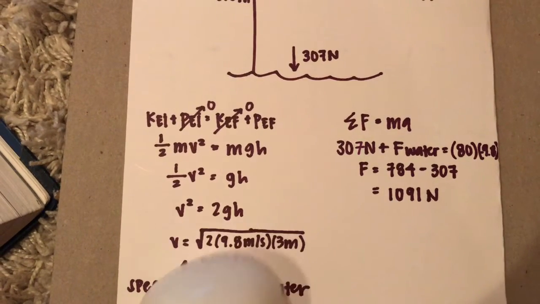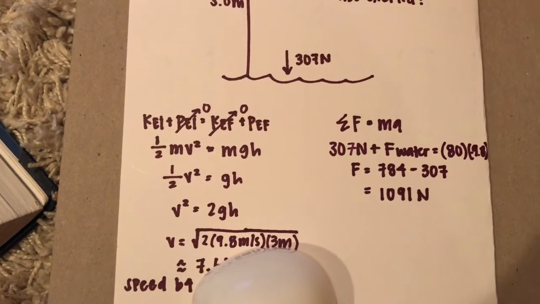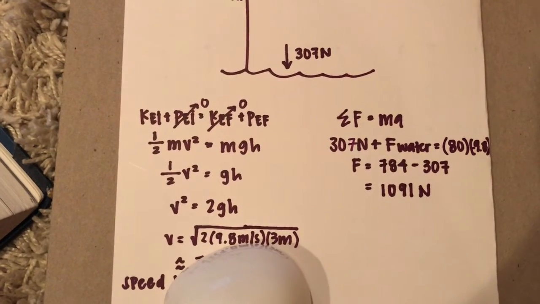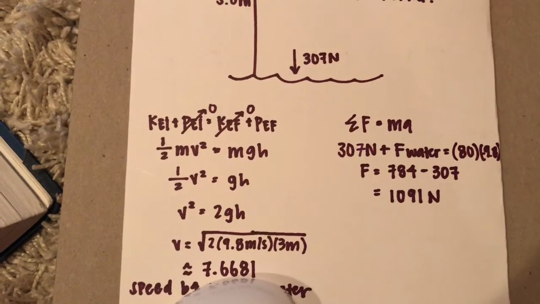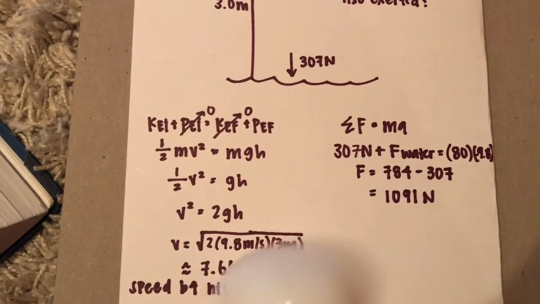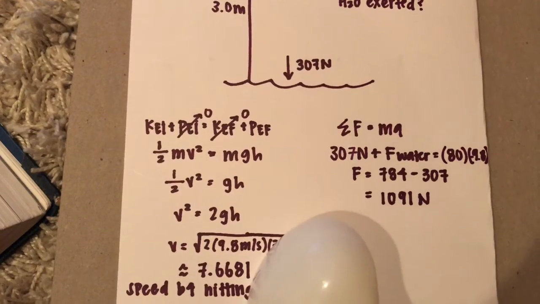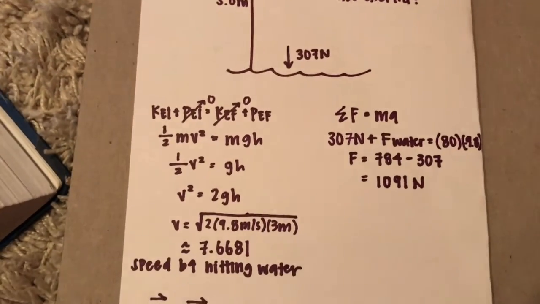By doing so, you can plug in your known values. You plug in 9.8 meters per second squared for gravity and 3 meters for height, and you should get 7.661 meters per second. I forgot to write the unit, but that's meters per second.